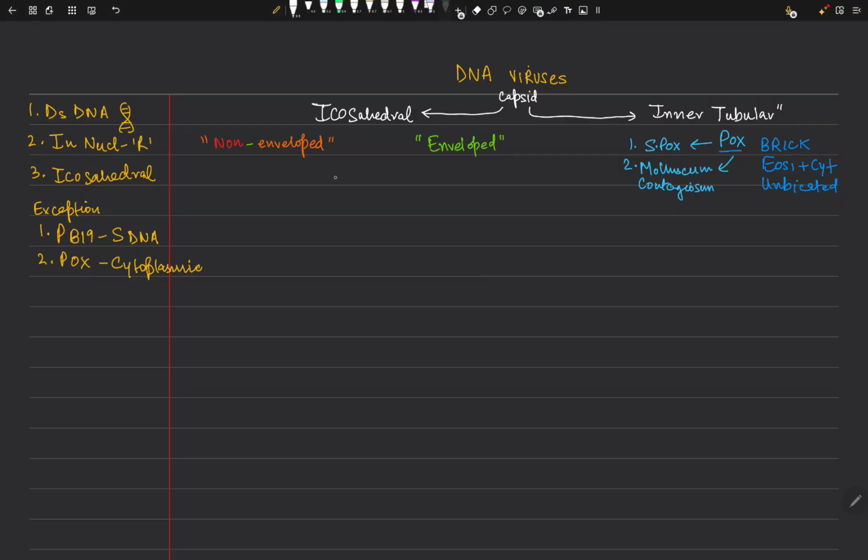So let's talk about non-enveloped viruses first. In non-enveloped, the dangerous ones, we can categorize them into single-stranded and double-stranded. And in double-stranded, we can still classify them under the shape of DNA. So I'm going to make these two arrows first. In non-enveloped, I told you three types.